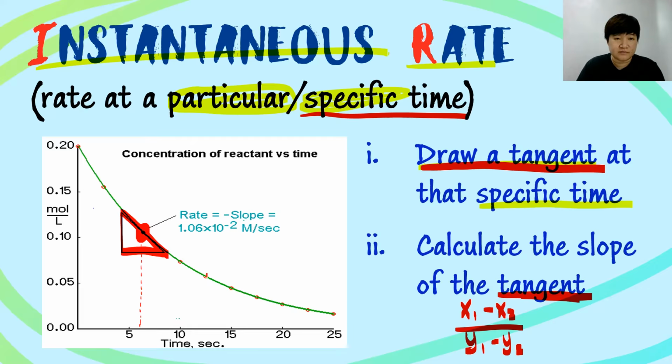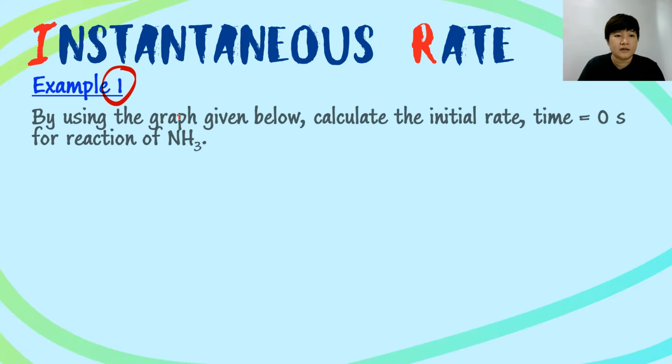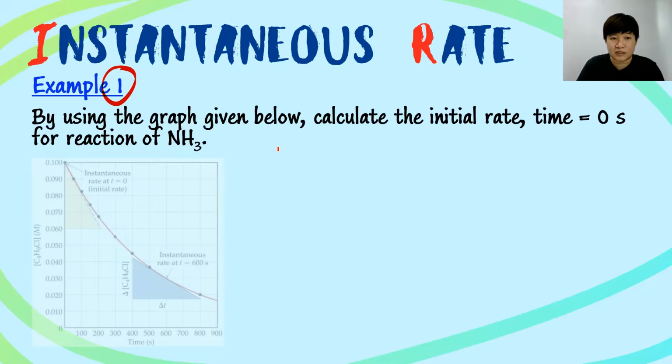Simple. So the first example that we have for instantaneous rate is by using the graph given below. To save time, guys, that's why I give you the graph. In the exam, you might need to plot the graph on graph paper. We will give you data and then you need to plot the graph, and only then use the graph that you have plotted. Because I want to save time over here, I give you the plotted graph.